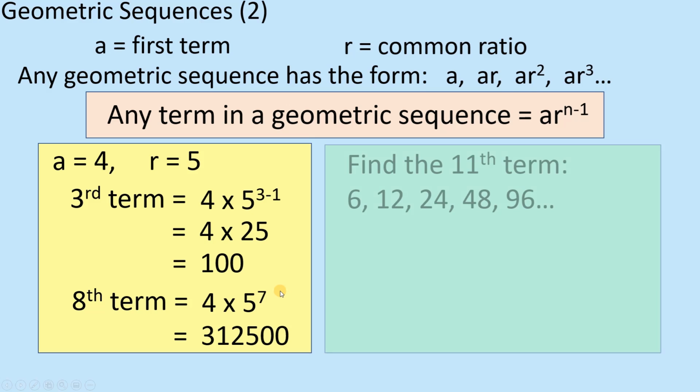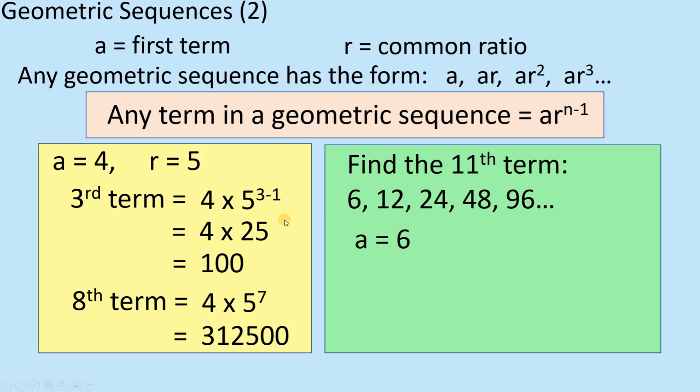Okay, let's look at a slightly different example, in that maybe they don't give you A and r, maybe they just give you the sequence. From this you've got to decide first of all what A is, what r is, and then from there use the formula which we've just gone through. So first steps first. What is the first number? What is the first term? Well, it's 6, isn't it? So A is going to be 6.